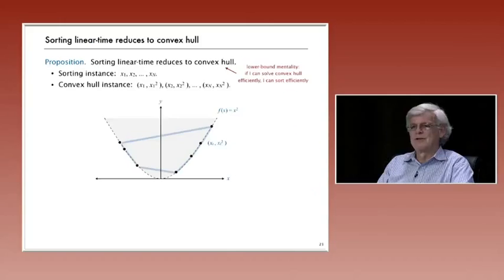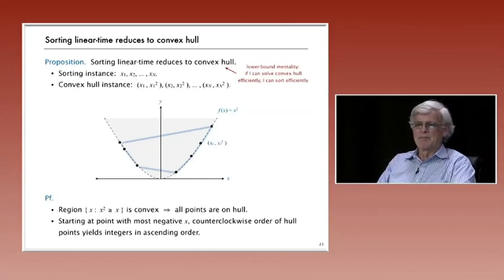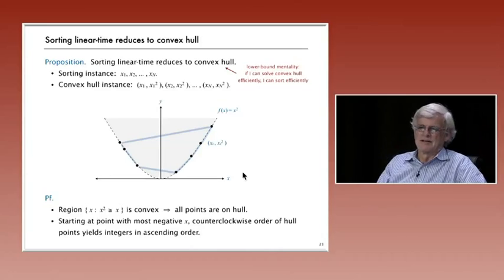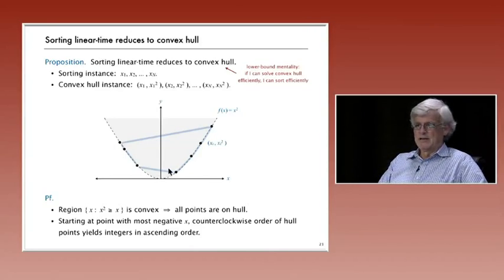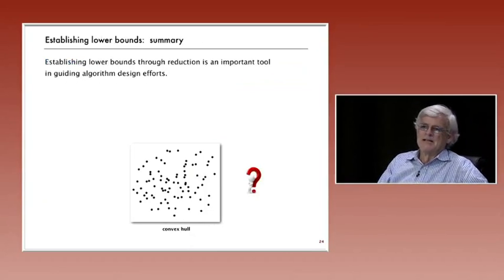This kind of thinking is really profound, and it has done a lot to enhance our understanding of the difficulty of different algorithmic problems. That's the proof that I just explained. This parabola is definitely going to be convex, and all the points are on the hull. So we just get the point that's got the most negative x coordinate, and you've got the integers in order. Establishing lower bounds through reduction is really important.